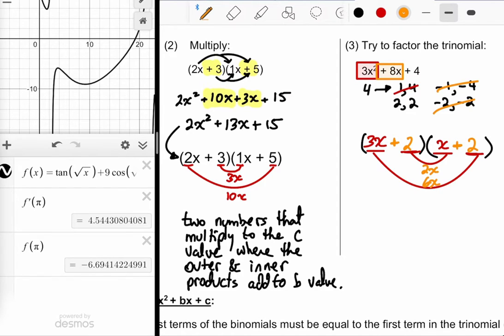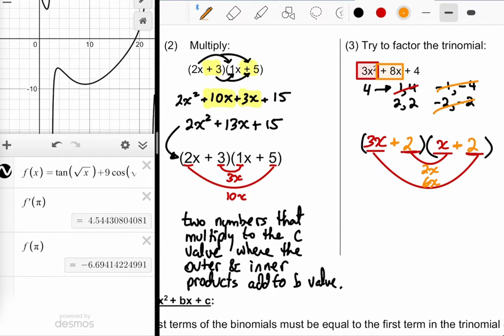It's very painstaking. There's other ways to do factoring by algorithms, like if you use what's called the AC method, things like that. But this is the number sense approach, and it's the quickest and easiest way to do it.